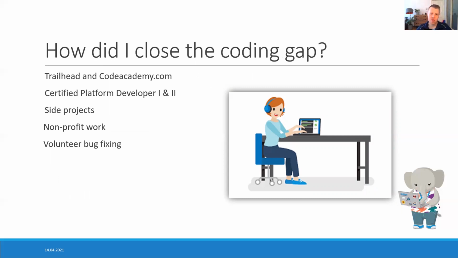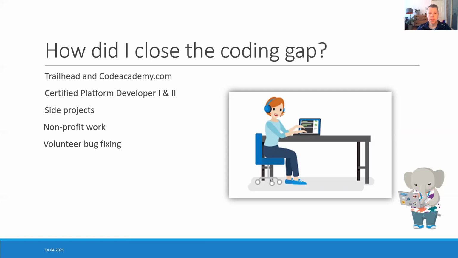So first of all, I always set my goal to something high. I don't stop in the middle. So for development, I went straight for the Platform Developer 2. This was my goal. If I learn something, I do it seriously. So first I started with Trailhead and Code Academy, as we all do. And then I got my certifications, Platform Developer 1 and 2, and this took me about 4 to 5 months altogether. Every Monday and Tuesday programming.